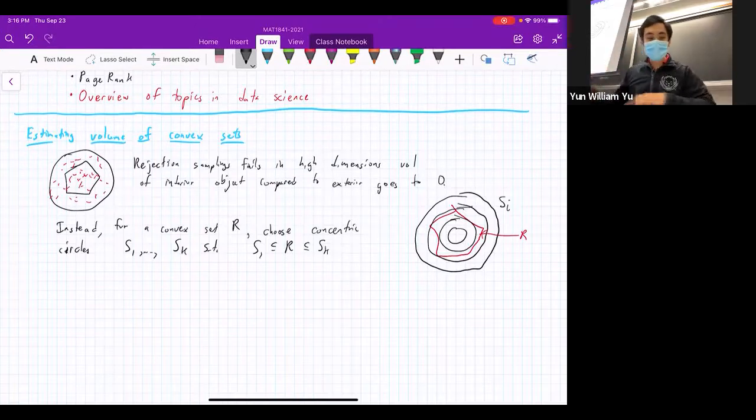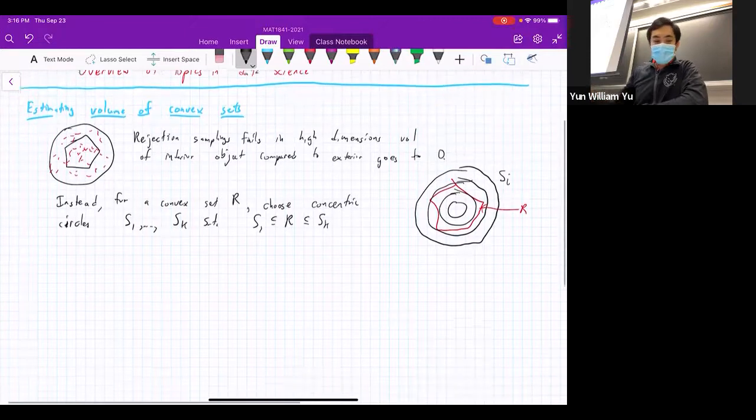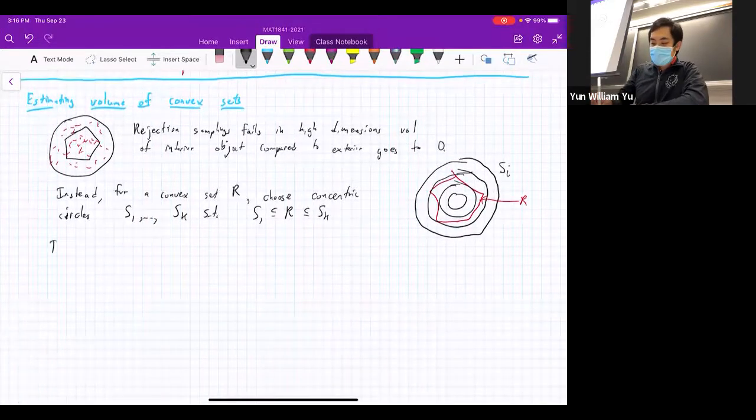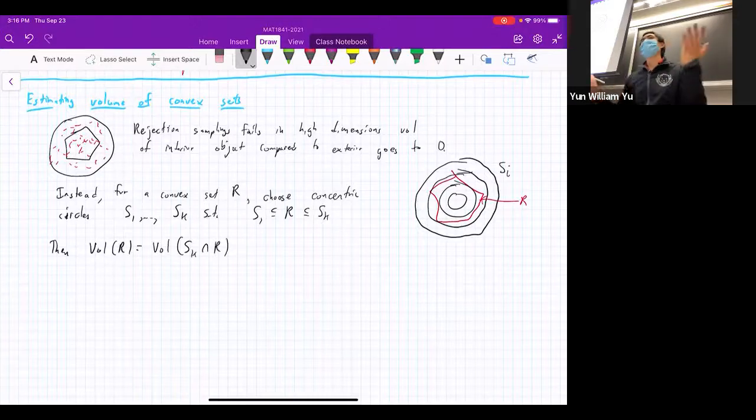So let's make that a little bit more precise. First, we need to notice a few things. The first is that the volume of R is equal to the volume of SK intersect R. Easy enough, right? SK includes R, so therefore the volume of the intersection is just the volume of R.